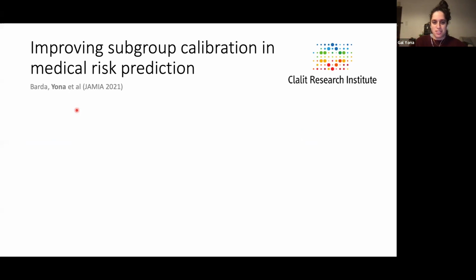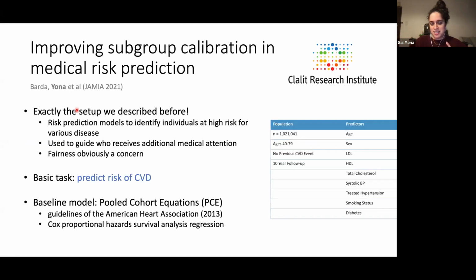So this is joint work with people at Clalit, which is the largest healthcare provider in Israel, and the task that they're solving on a daily basis is exactly what I've described before, right? They train these risk prediction models to identify people at high risk for various diseases, and then they use these to drive decisions about who gets additional medical attention, and obviously fairness is a concern for them.